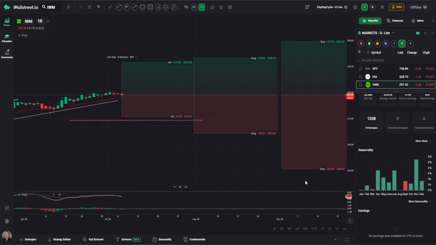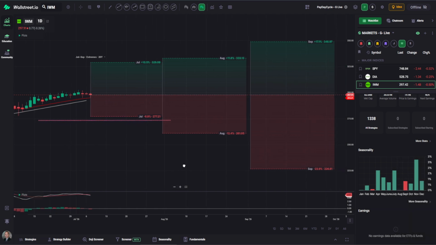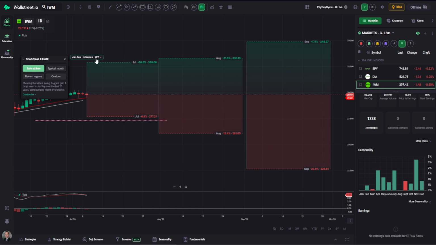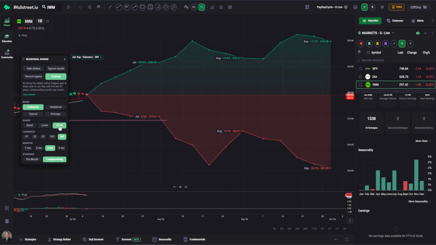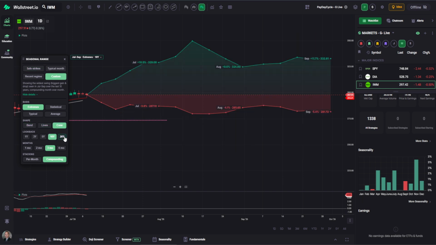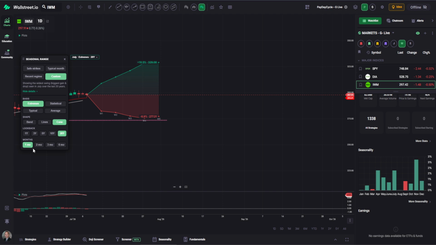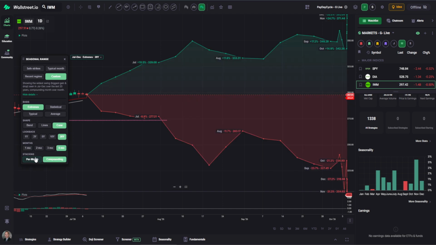So there you have ranges based on seasonality. Take a visual snapshot of that. Customize it to however you want. Do you want bands? Do you want lines? Do you want the cone? Do you want 10 years, 20 years? Do you want 1 month or 6 months or just per month or compounding?